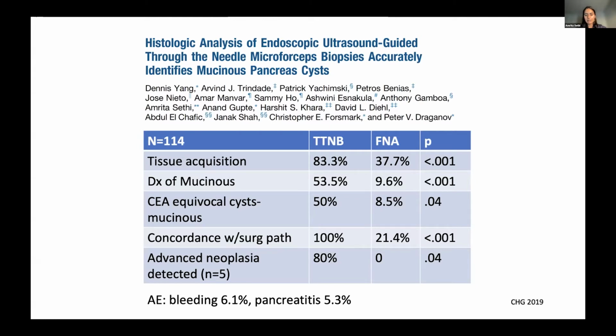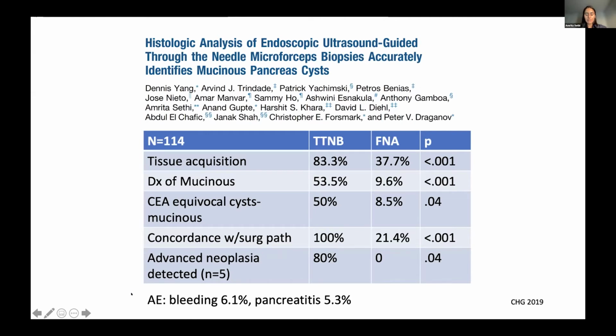Furthermore, in cysts that had equivocal CEA values, 50% of those could actually be accurately diagnosed as mucinous versus only 8.5% with FNA. And when the surgical specimens were actually looked at for those patients that went to surgery, they found that there was a 100% concordance rate with the forceps biopsies compared to only 21% of FNA, which is also significant. And lastly, and very importantly, in 5 lesions in which advanced neoplasia was detected, 4 out of 5 of them were diagnosed by the forceps biopsies versus none by FNA, which is quite significant and does alter patient management if we think about it in terms of referring patients to surgery.